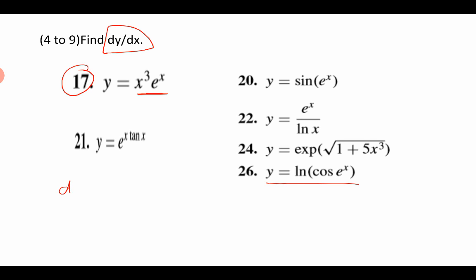Okay, dy by dx for the first one is y prime. You can use the product rule. Keep x cube, differentiate e power x, it will be e power x. Now keep e power x, differentiate x cube, it will be 3x square. That is it.